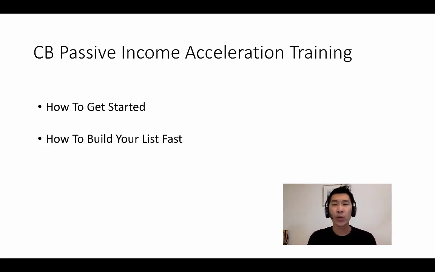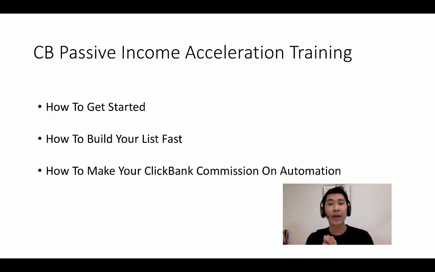The next thing that we want to share with you is how to build your list fast. So you got started, and how do you start building your list? And after that, how to make your Clickbank commission on automation. How can you start making money generating affiliate commissions from Clickbank on pure automation, where you don't even need to do anything but let the system take over from there? And that's the beauty of this business, the entire system. It can actually automate for you, and it's working for you in the background.